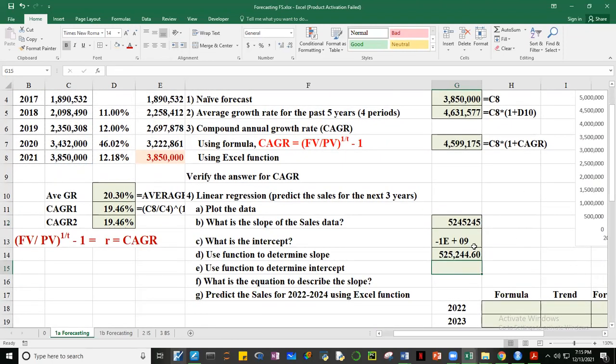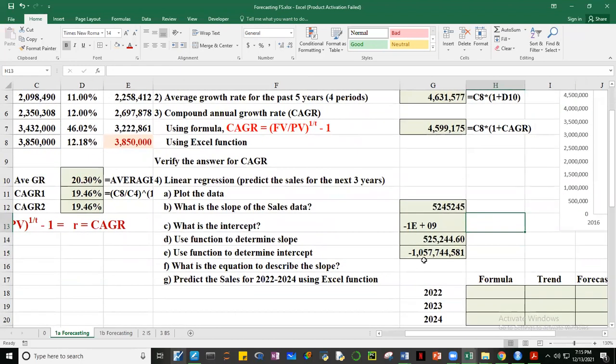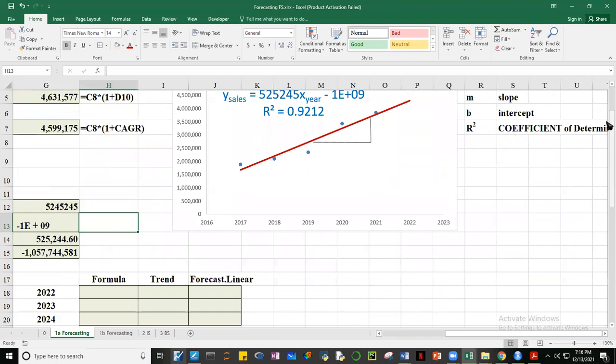Okay, and then the intercept, guys, same thing, copyhin ko itong known Y's and known X's. Control C, copy natin yan. And then this is equal to intercept. There, intercept. Copy natin. Known Y's, known X's, pareho din. Tapos, let me just, okay, copy natin yung format nito. Okay, there it is, guys. So ito yung intercept natin, negative 1,057,744.581. Okay, we were able to identify it.